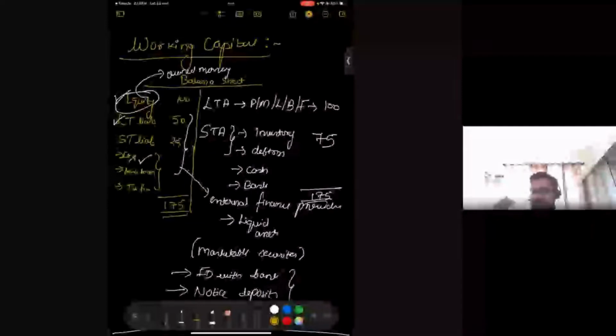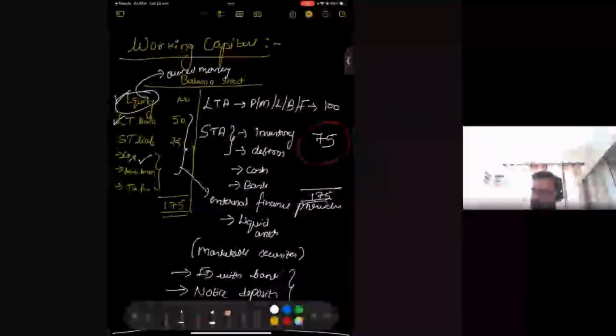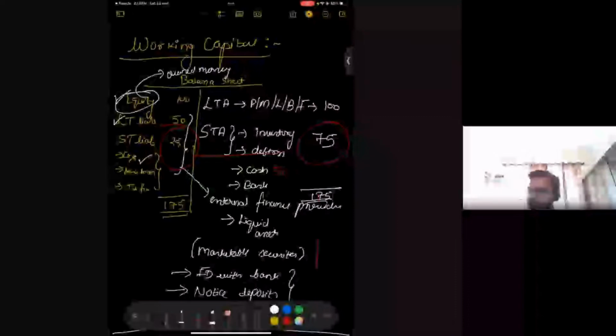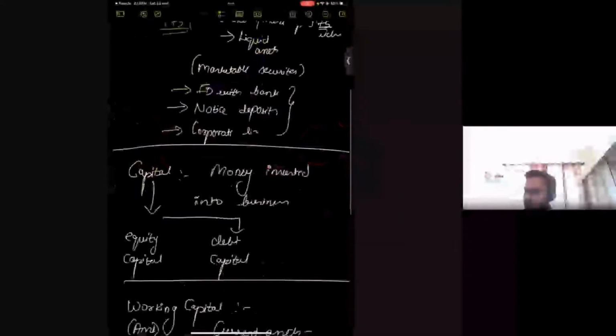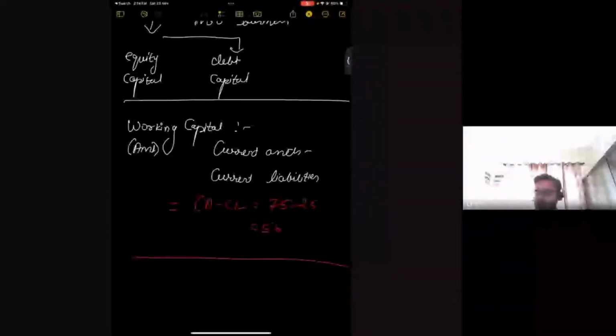Current assets minus current liabilities is your working capital. Current is basically the short-term assets. I have short-term assets of 75. I have short-term liabilities of 25, which means my overall working capital in this case is 50. So my working capital in this example is current assets minus current liabilities, which is 75 minus 25, which is equal to 50. The calculation is something which I've done here. You can note it down too.